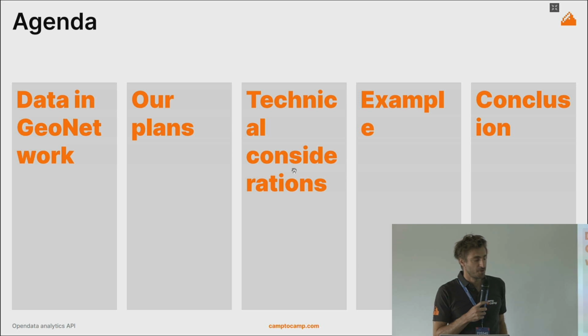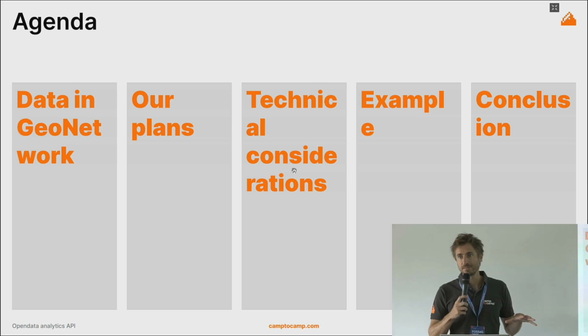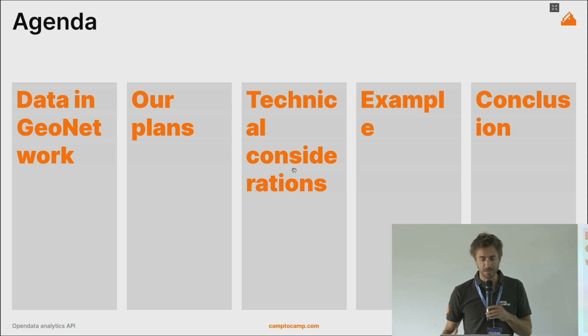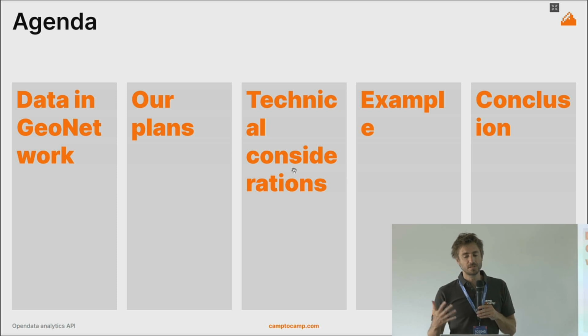So first, I will introduce briefly how the data appears and is linked in GeoNetwork and in the metadata overall, because it's the entry point to any search of data. Then I will talk about our plans within a customer project to enlarge the possibilities of GeoNetwork and this data platform. I will talk about some technical considerations about what solutions we thought about for achieving that, going through a quick example and then give the conclusion about this work.